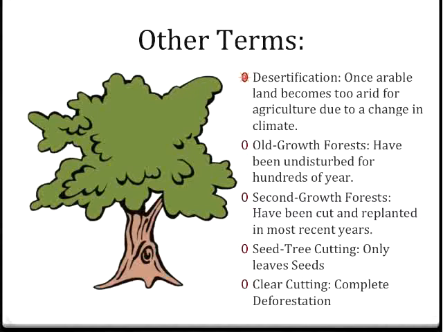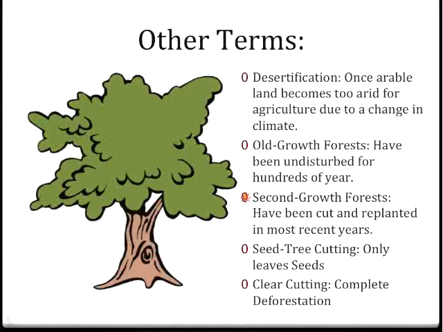So some other terms you might want to know is desertification, and this is once arable land becomes too arid for agriculture due to change in climate. Arable simply means that it can be used for agriculture. So desertification is when this land can no longer be used for agriculture. And then there's old growth forests, which are forests that have been undisturbed for hundreds of years. They've been growing, and nothing's happened. Probably this little clip art tree over here would be an old growth forest. And then there's the second growth forest, and this is when trees have already been cut and replanted in most recent years by new trees.